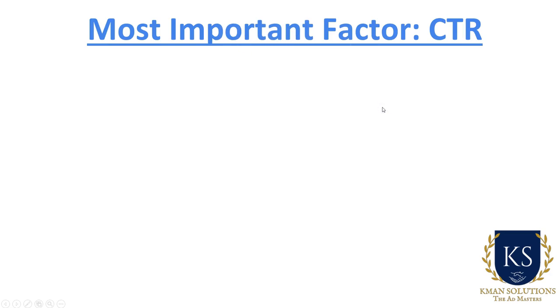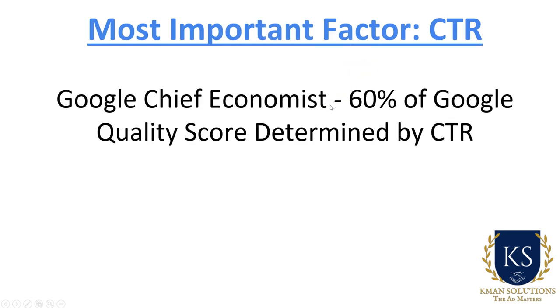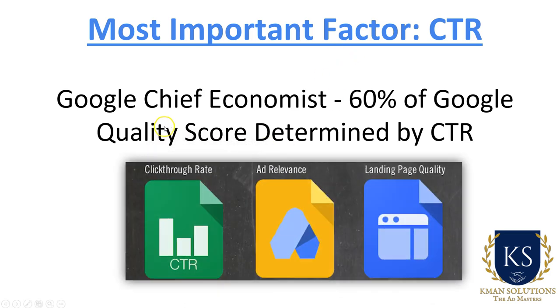Okay? And so Google's chief economist states that 60% of Google's quality score is determined by the CTR, which is the click-through rate, the rate at which someone's going to click through on an ad, how relevant that ad is to the landing page, and how good that landing page quality is designed to convert.